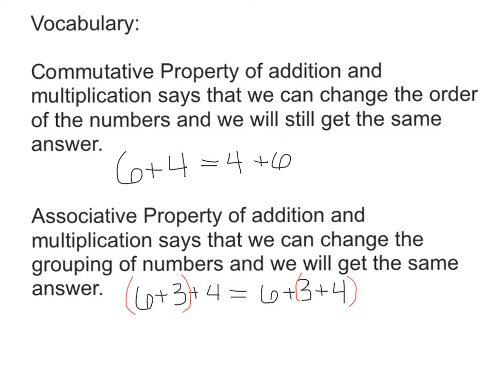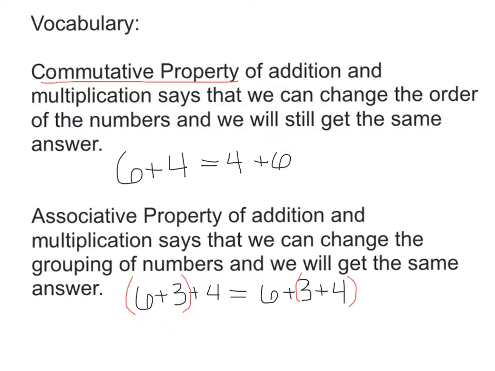Today's lesson has some vocabulary. Our first vocabulary word is commutative property. The commutative property of addition and multiplication says that we can change the order of the numbers and we will still get the same answer. For example, 6 plus 4 equals 10 and 4 plus 6 equals 10.